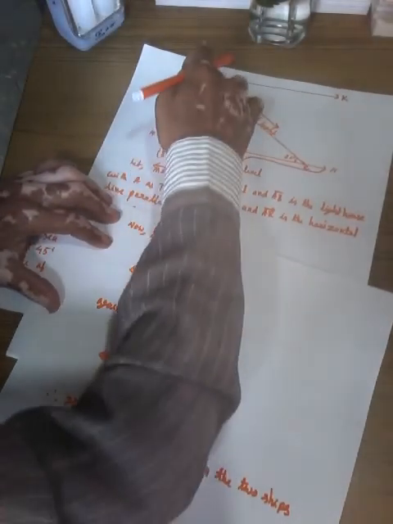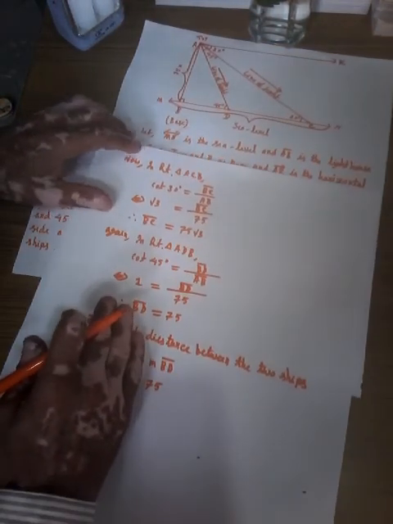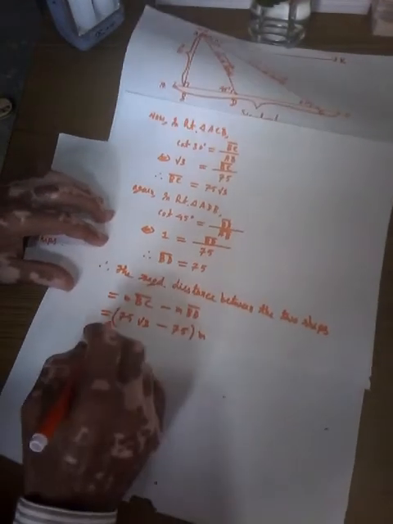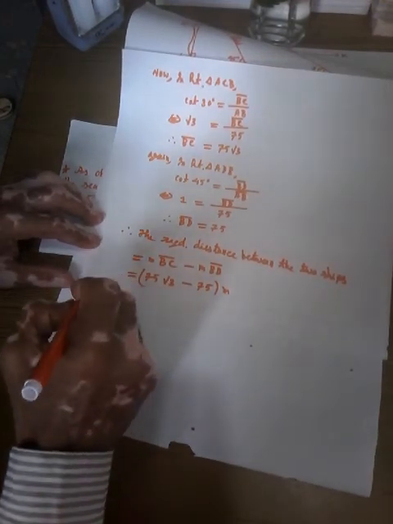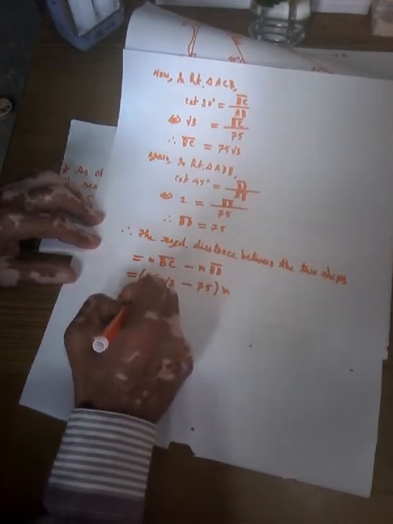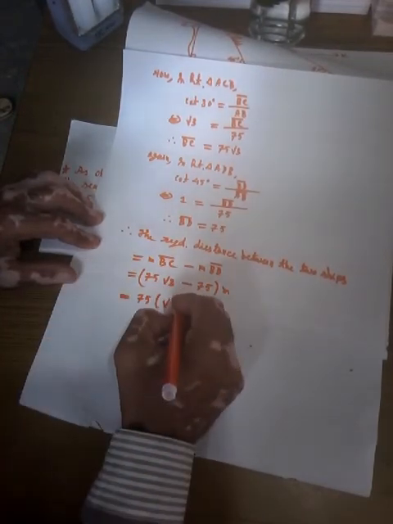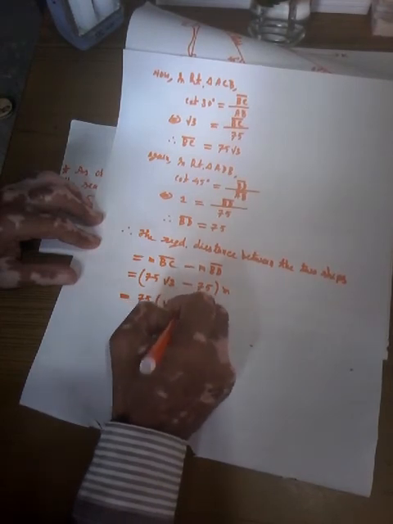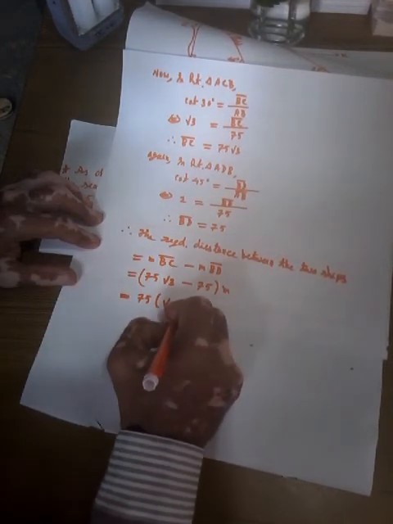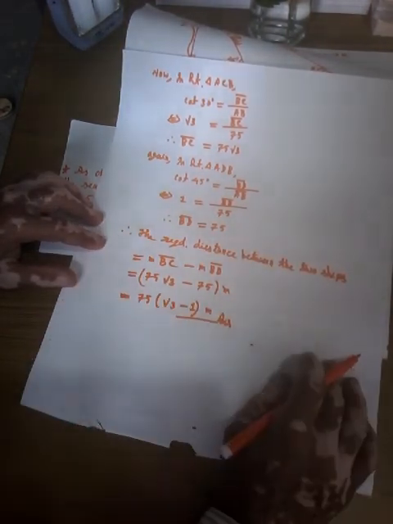The height of the lighthouse is 75 meter. That means the unit given in the question is meter, so write here meter. This is again equal to, take 75 as common, 75 times root 3 minus 1 meter. This is the answer. That means the required distance between the two ships on the same route.